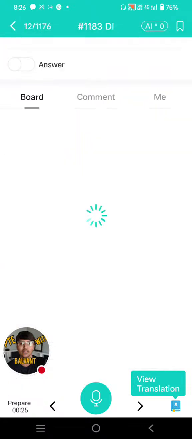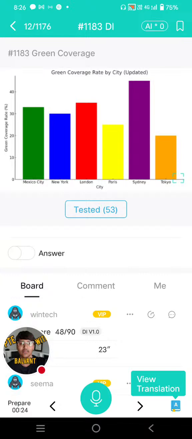Passenger preferences by analysis. So the next image topic is green coverage rate by city, updated. Mexico City, New York, and London are also observed on the left side of the image. Paris, Sydney, and Tokyo are also observed on the right side of the image. I can clearly take some values on the y-axis like 10, 20, and 30. Green coverage range and city are also observed in this image.